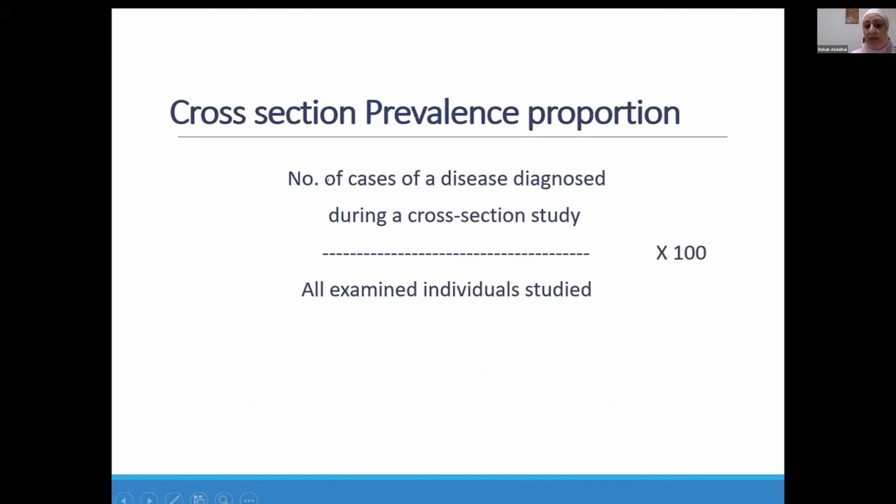So in a cross-sectional study, all the indicators that come out of the study designs are equations. So I hope you're all comfortable with basic math. So prevalence is actually a proportion. In my numerator, I have the number of cases of a disease diagnosed during a cross-sectional study. And my denominator would be all the examined individuals in the study, and I could multiply by 100 to get a percent.